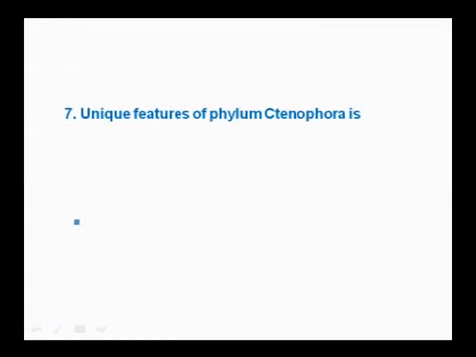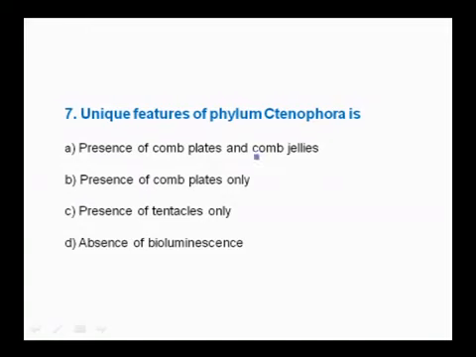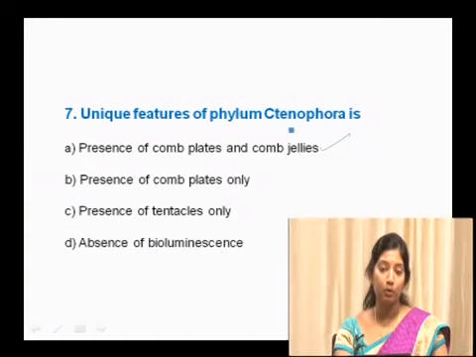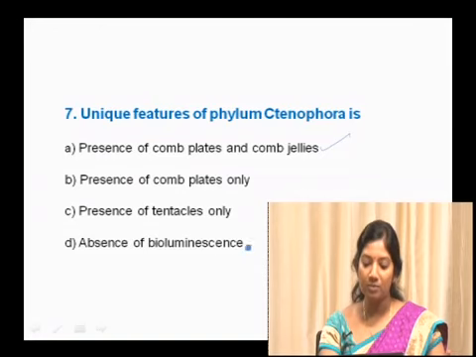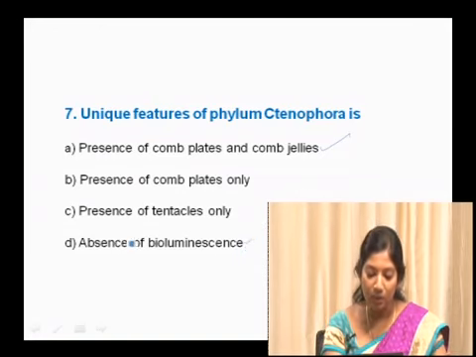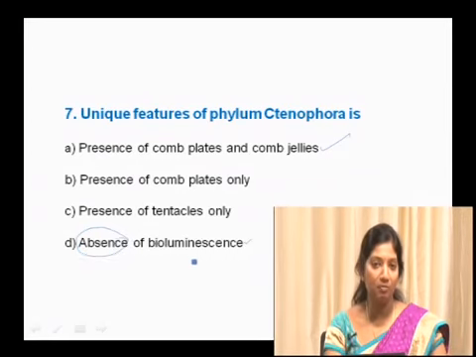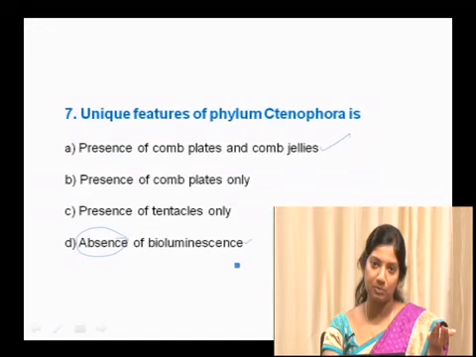Now, unique features of phylum Ctenophora. Presence of comb plates and comb jellies, presence of comb plates only, presence of tentacles only, absence of bioluminescence. Let me correct, it is absence of bioluminescence. If you observe carefully, we might feel this is the right answer as well as this, because we just see bioluminescence and we know that ctenophora produce bioluminescence. Just on that basis, we might feel two are correct. But see what they have given, absence of bioluminescence, that is, bioluminescence is absent.